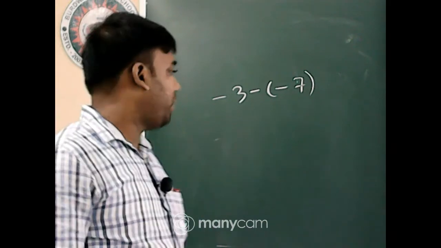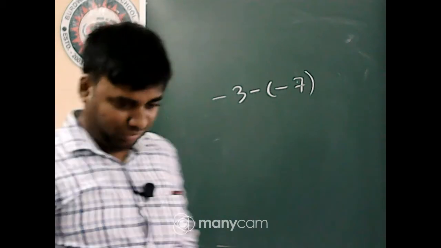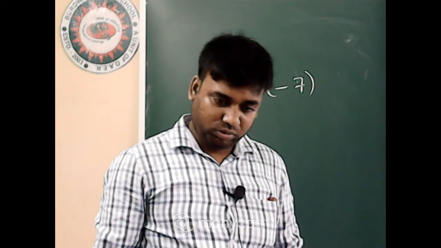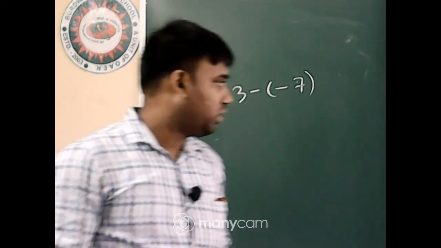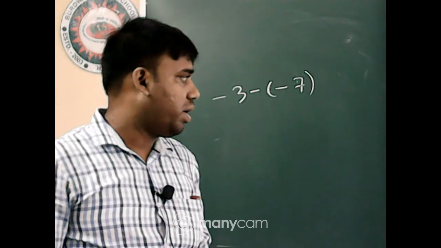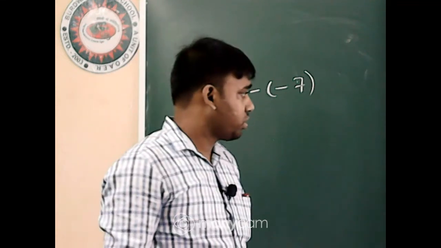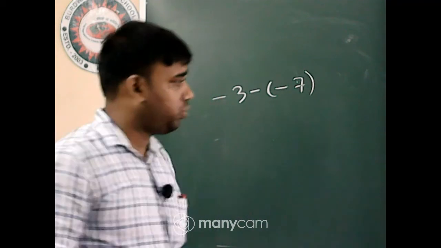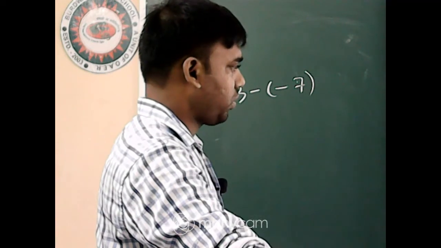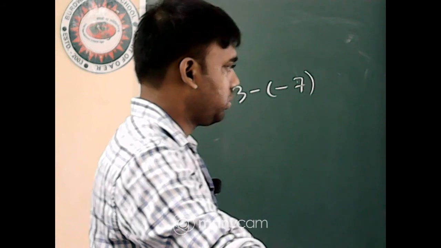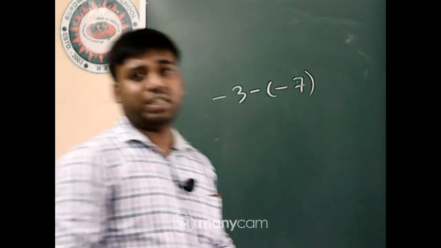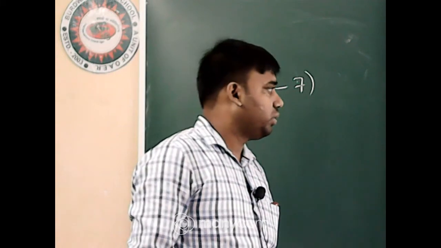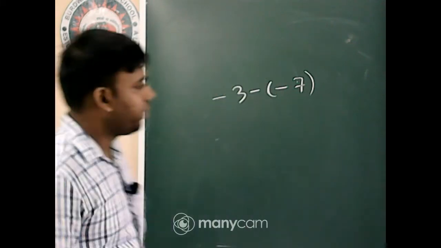-3 minus of -7. Wrong answer, that will not be -4. Sorry Bonik, -4. Let's see.